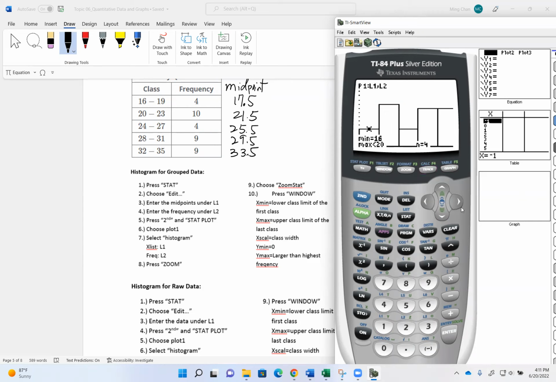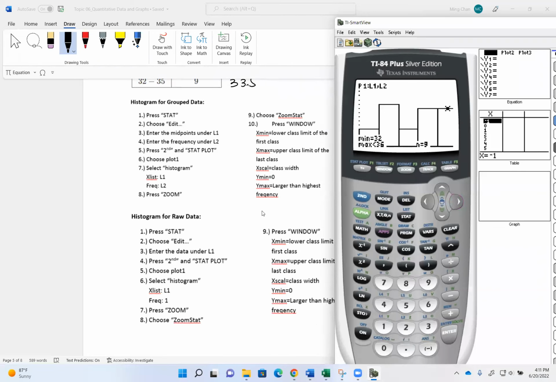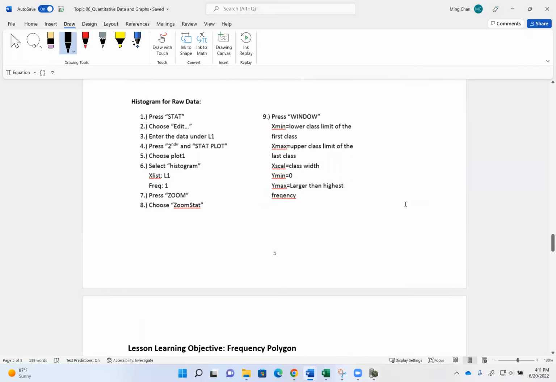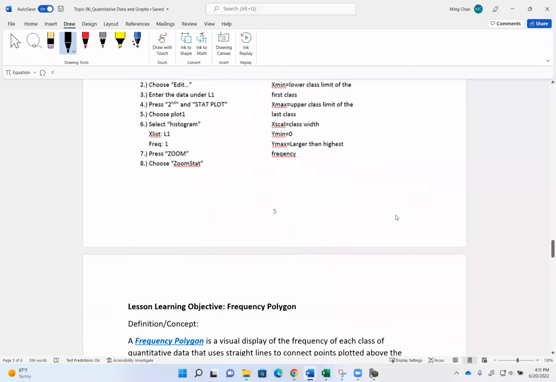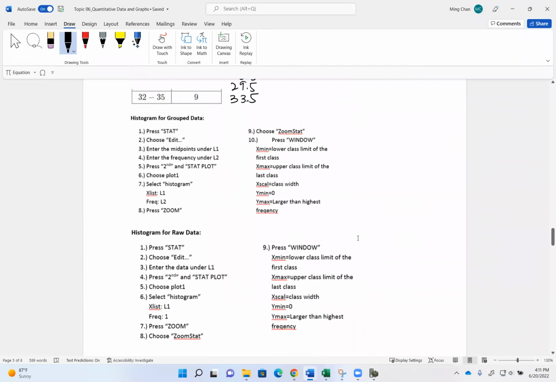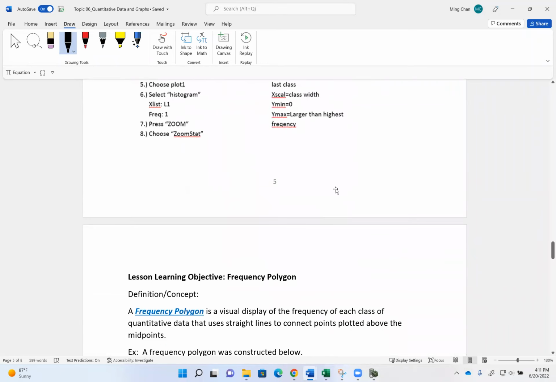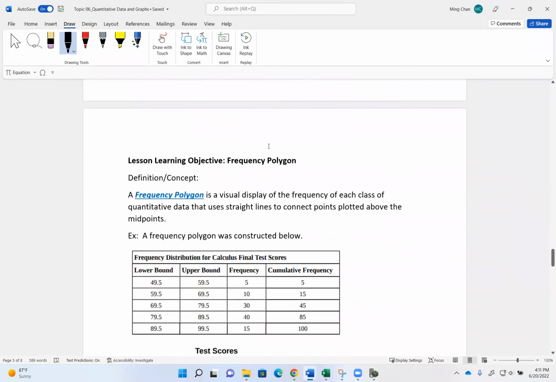Press the word trace, it tells you what these numbers are. Where the cursor is located is actually at the midpoint of the class. Okay, you actually point at the midpoint of the class. All right, that's how we graph a histogram from the graphing calculator. If you're not quite sure, all the steps are right here on the handouts, and you can rewatch that part of the lecture video.